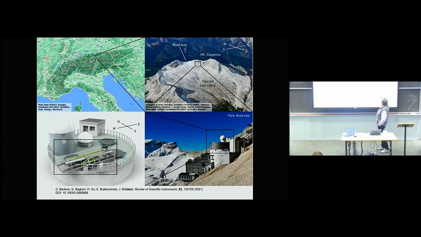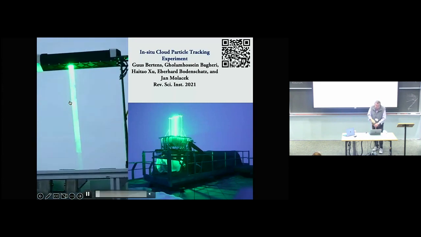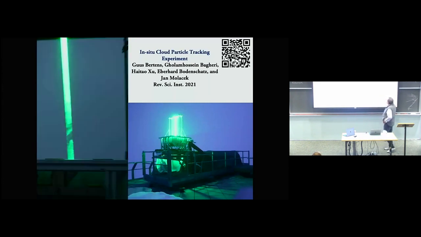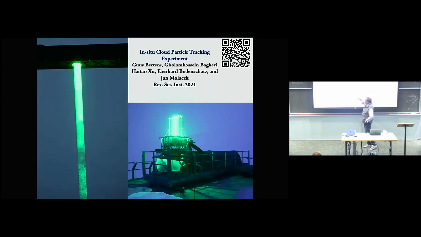Here's the Zugspitze. All I wanted to show is that we are here on a mountain. We have a sled where we can drive with the wind, and we can do 3D particle tracking on there. So we can actually measure the particle distribution. The way we do it is, this should be a video, I think. Yep. Here we have the system, which could be driven with a cloud. Then we have a 300-watt laser with a very nice illumination volume.